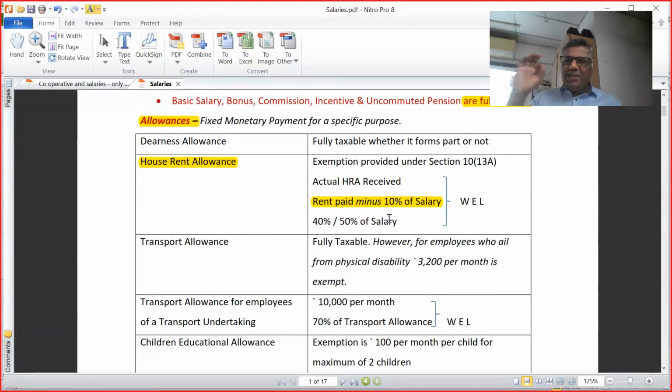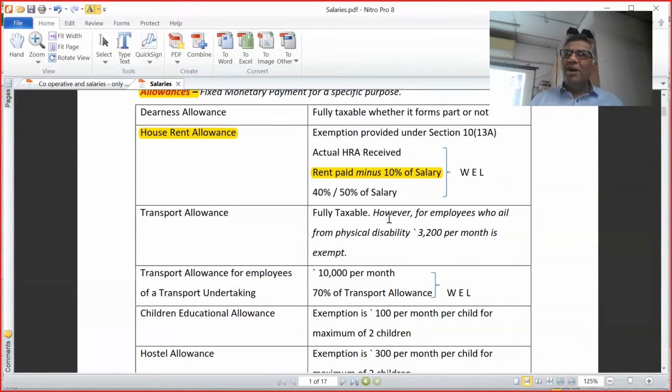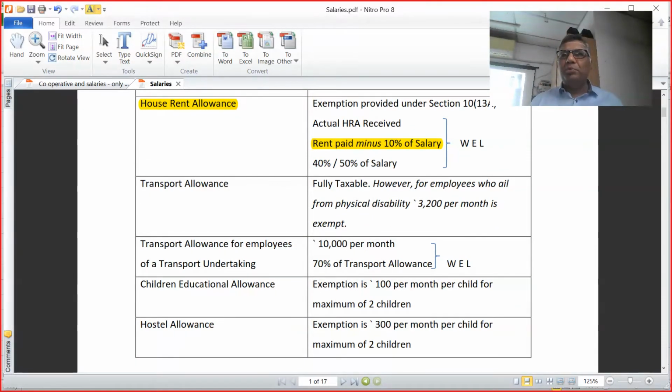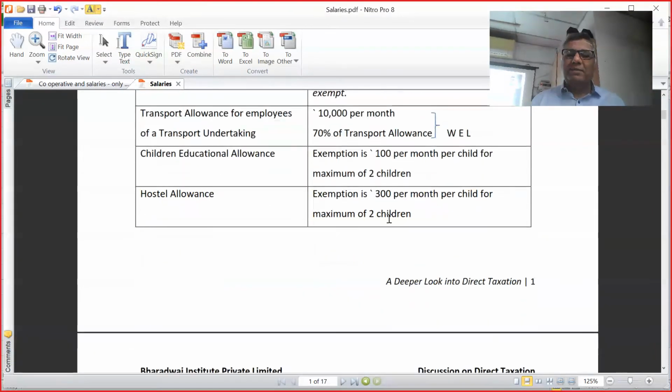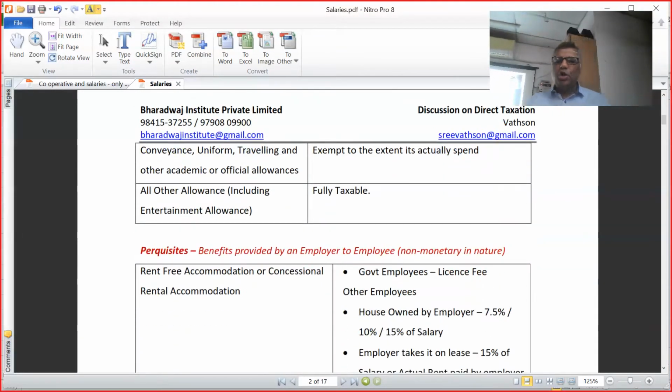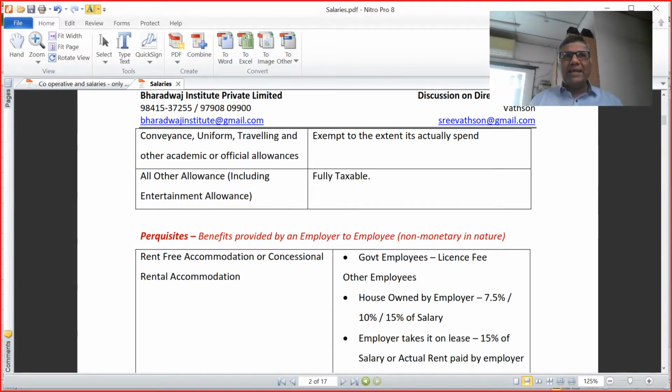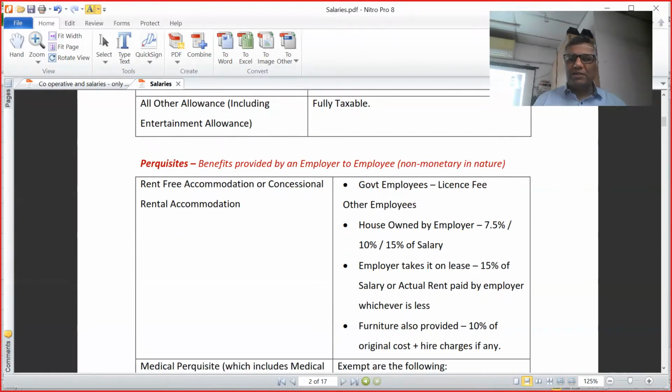Other than this, you need not remember anything in allowance. Children education allowance 100, hostel allowance 300, both are per child, and only for 2 children. And remember transport allowance and all are now fully taxable. Only those employees who are physically disabled can claim a 3,200 rupee benefit. Do not worry about other allowances. From our examination perspective, the final level, just remember HRA exemption, that is more than sufficient.